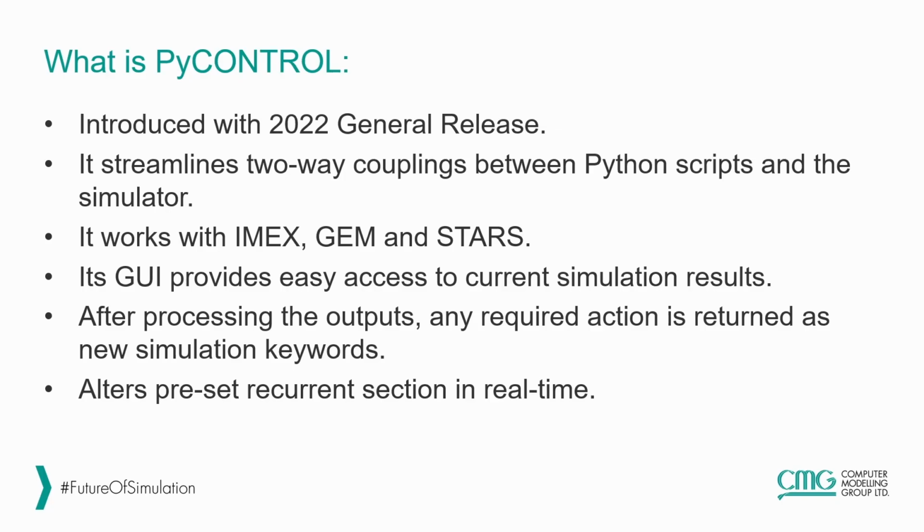It comes with a GUI that gives you easy access to the current simulation results. Once you've analyzed the current simulation outputs, the code has to decide on the right reaction. Those reactions are converted in the form of reservoir simulator keywords, and they're passed back to the simulator in real time. By appending those keywords in the recurrent section, we can alter the simulation progress in real time.